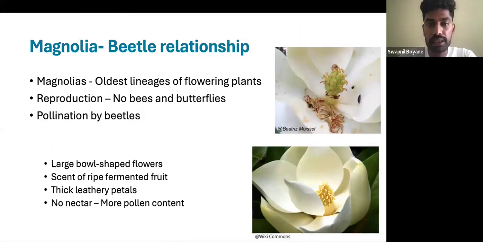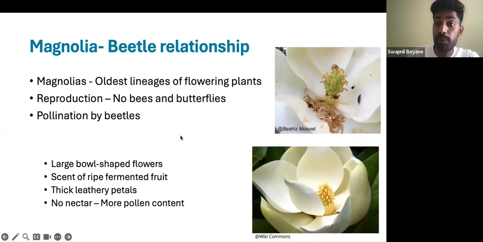Another interesting relationship I would like to talk about is the magnolia and beetle relationship. Why I want to emphasize this particular relationship is because magnolia is one of the oldest lineages of flowering plants. They do not have bees or butterflies feeding on them, because this flower does not have any nectar, and they are mainly pollinated by beetles. So this flowering plant has evolved in a way that it can accommodate these beetles and they can help it pollinate. So it's a mutualistic relationship, right?